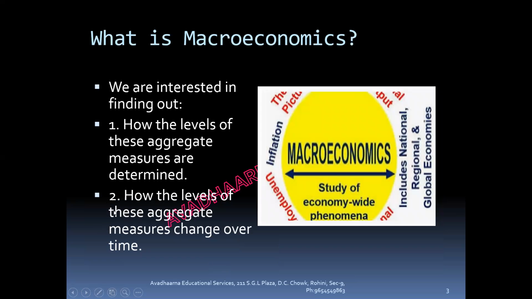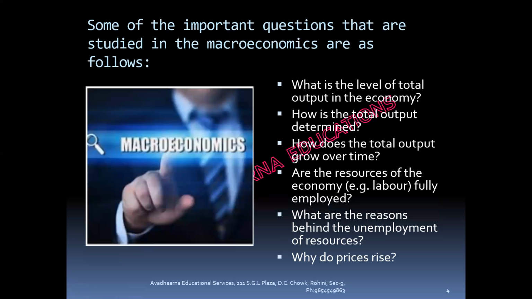We are interested in finding out how the level of these aggregate measures is determined, that is, how we are going to determine the aggregate demand, aggregate supply, aggregate employment, aggregate output, aggregate income. How does the level of these aggregate measures change over time? And how these aggregates change over time, that also we study in macroeconomics.